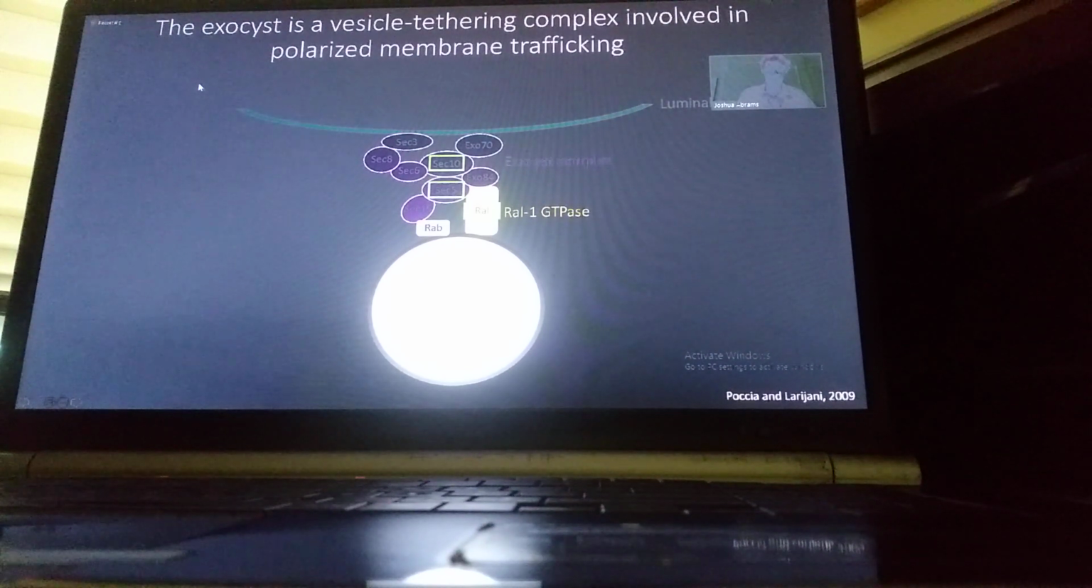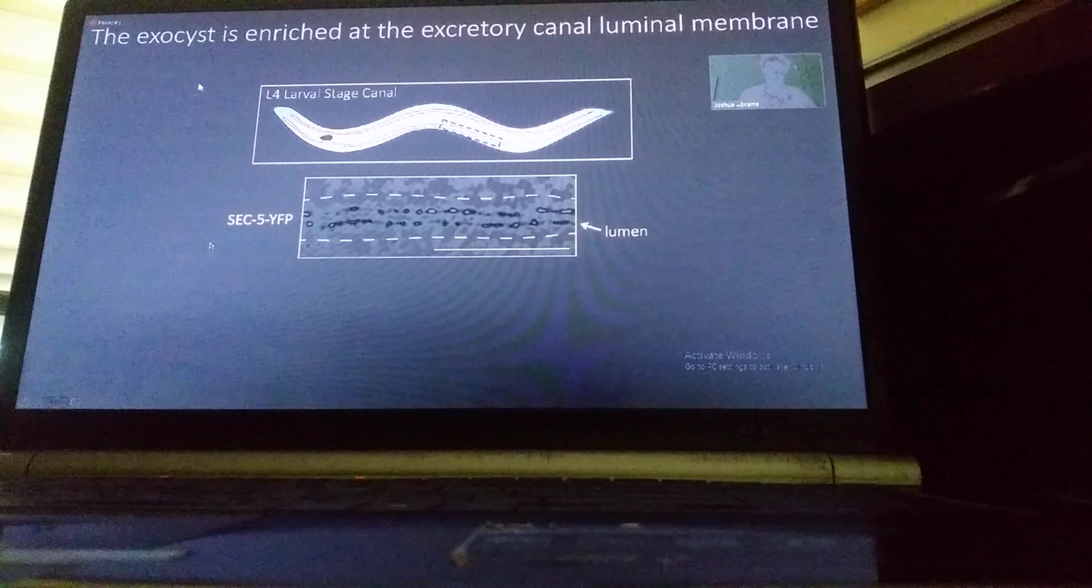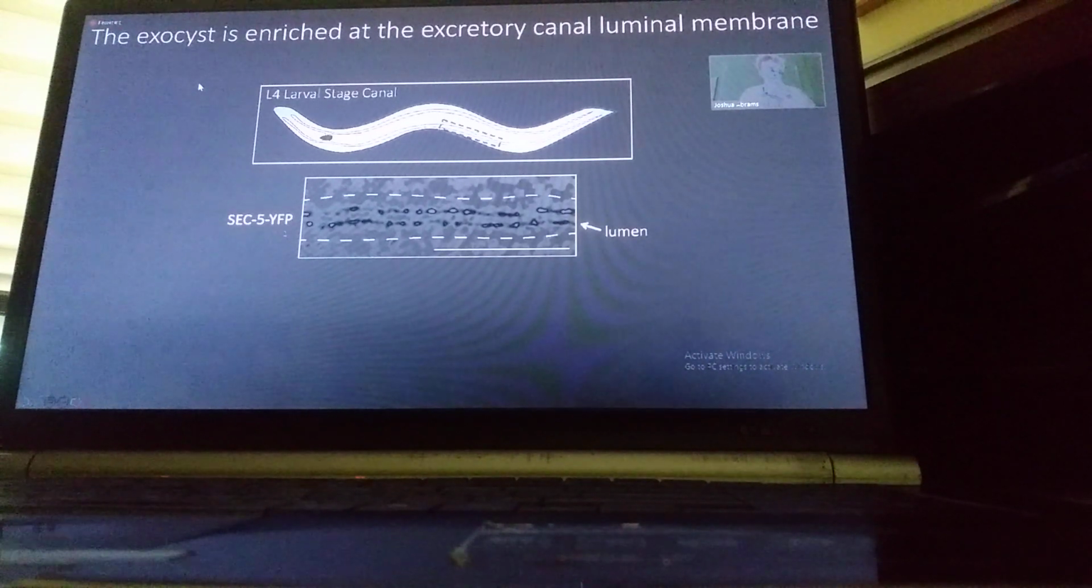So for the purposes of my talk today, I'll be focusing on 2 core components, Sec10 and Sec5, along with RAL1. So first we wanted to ask if the exocyst was actually expressed in the canal. So we endogenously tagged Sec5 with YFP, and you can see that it nicely labels the luminal domain of the excretory canal. And in the figures I'll show you today, the dotted line represents the cytoplasm of this zoomed-in image of the canal.